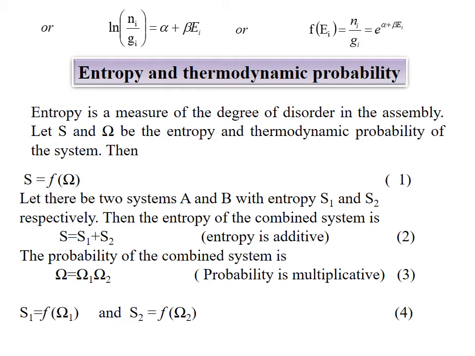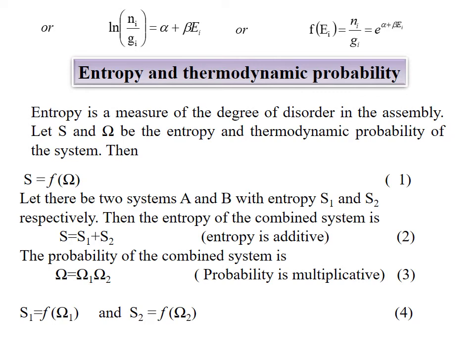The next is the relationship between entropy and thermodynamic probability. Here the entropy is a measure of the degree of disorder in the assembly, and S and omega are the entropy and thermodynamic probability of the system. So S is a function of thermodynamic probability, and here S is additive in nature. Hence let us consider we have two systems A and B, and the corresponding entropies are S1 and S2. Since the entropy is additive in nature, S is equal to S1 plus S2.